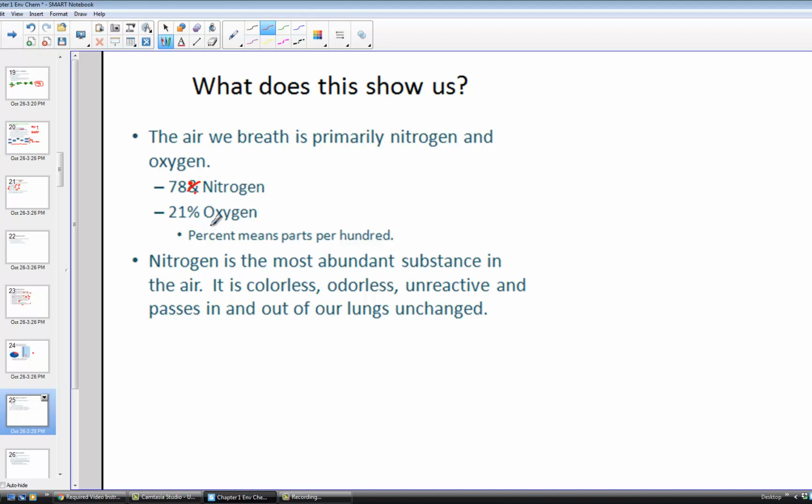78% nitrogen, 21% oxygen. What does that term percent mean? If you have 78%, we know that that means 78 parts out of 100 parts are nitrogen. 78 parts nitrogen out of the total parts of 100, the very definition of percent, parts out of 100 parts. Since nitrogen's the most abundant substance in the air, we refer to it as 78% in composition molecular nitrogen. We breathe it in and we breathe it right back out chemically unchanged.